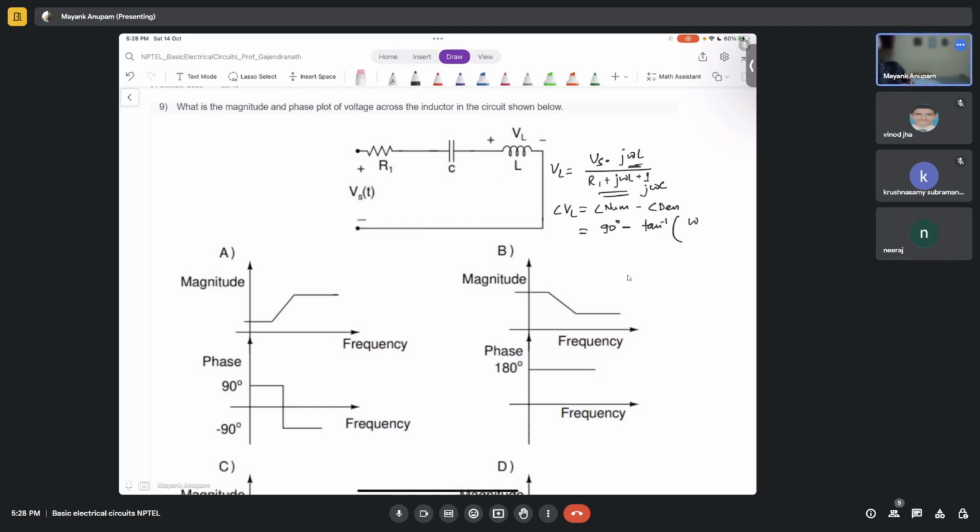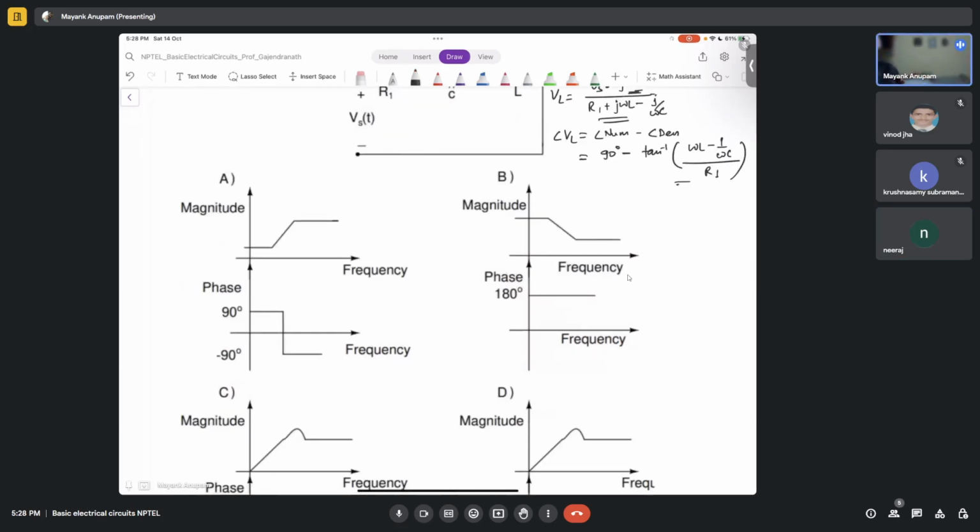It is omega L minus, not plus, 1 over omega C. Since this is 1 over j, if you do this it becomes minus j over omega C, divided by R1. Yes, sir. So this is the phase, right?